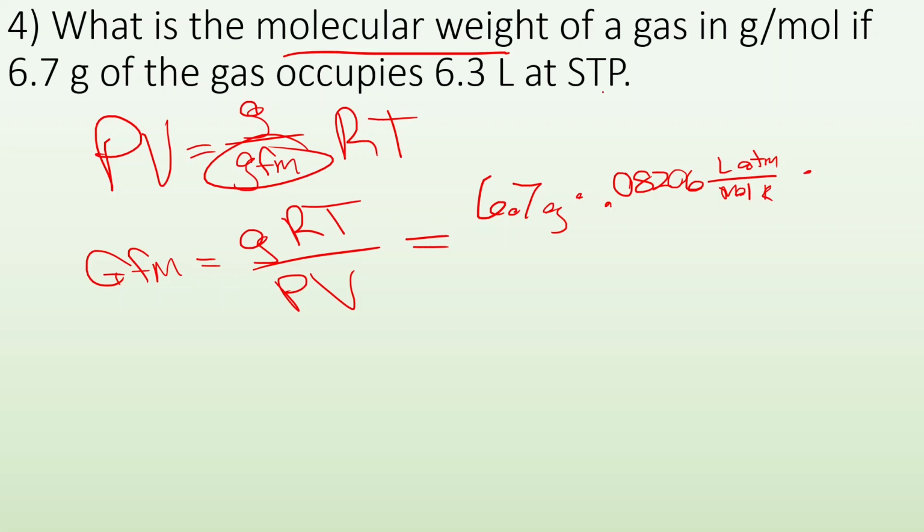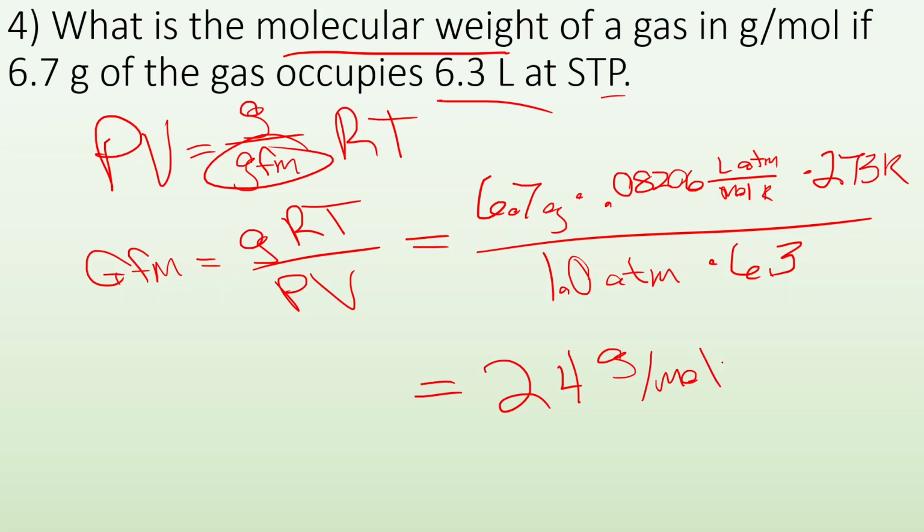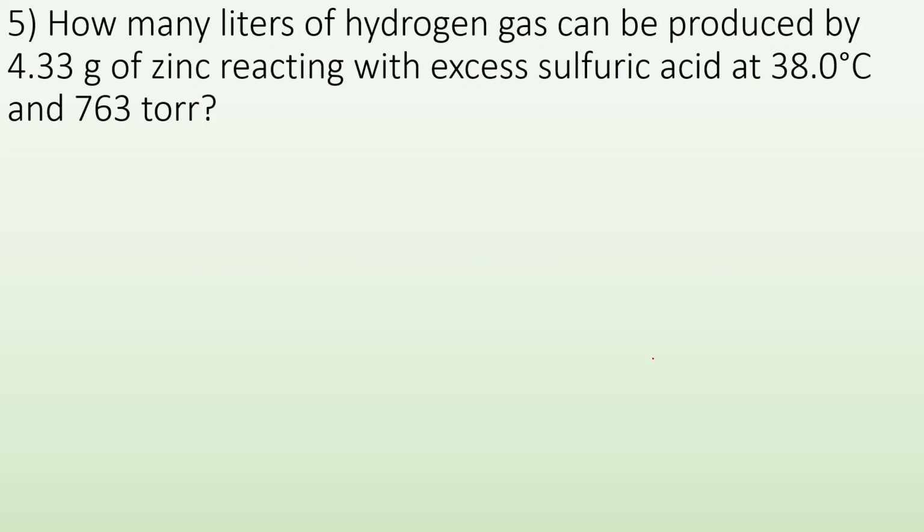Let's see, it says at STP, so standard temperature is 273 Kelvin divided by standard pressure, 1 atmosphere. And the volume they tell me is 6.3 liters, so times 6.3. So now I can pick up my calculator and do some plugging and chugging. To 2 sig figs, I get 24 grams per mole. So there you go.